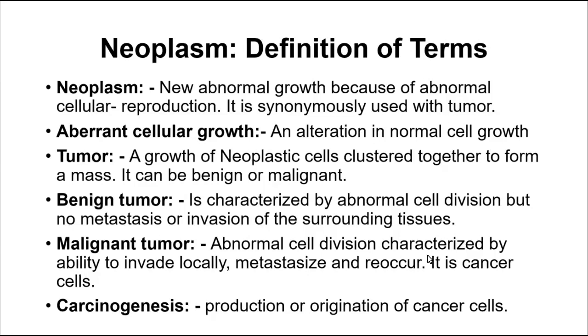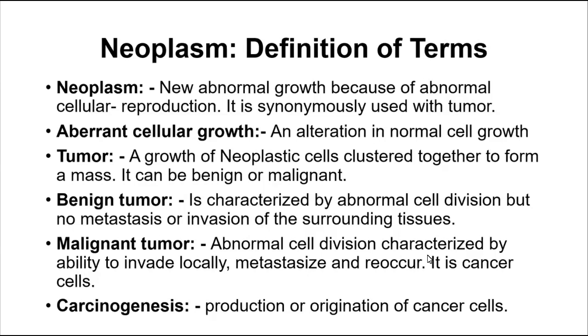It can be benign or malignant. And so what is the difference between a benign tumor and a malignant tumor? A benign tumor is characterized by abnormal cell division. There is still abnormal cell division, but no metastasis and no invasion of the surrounding tissue.